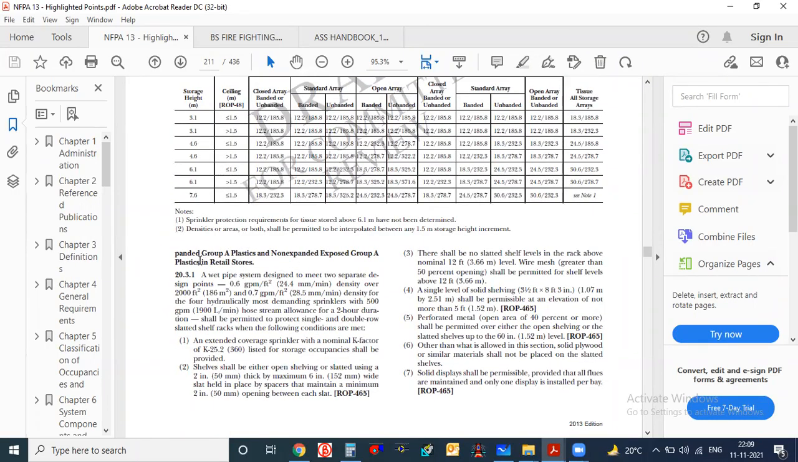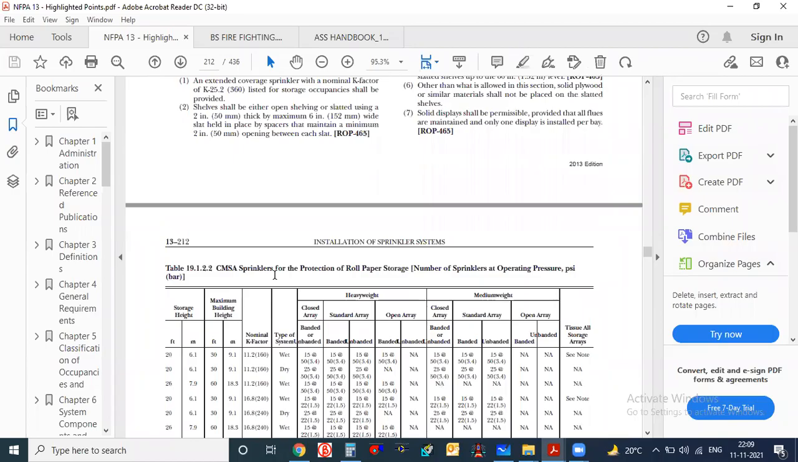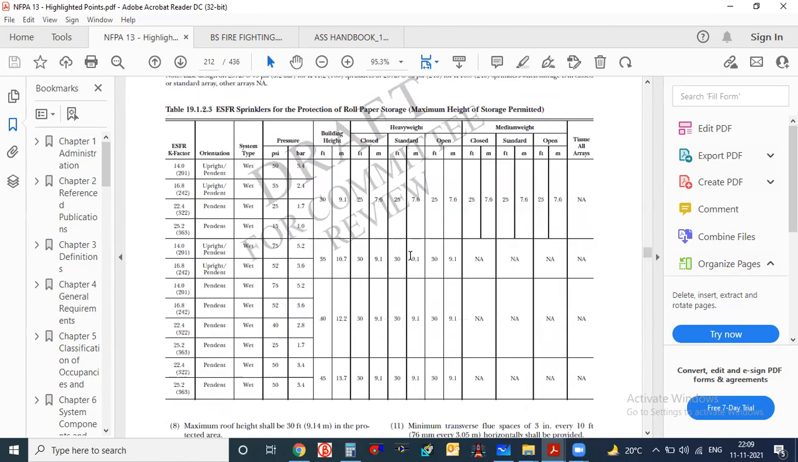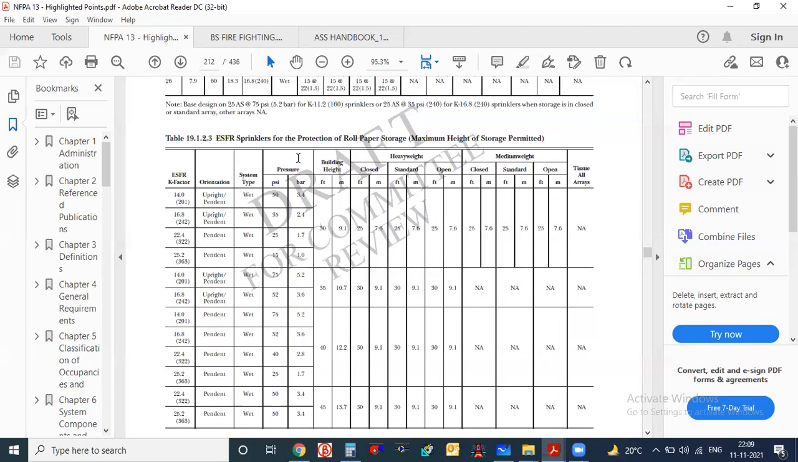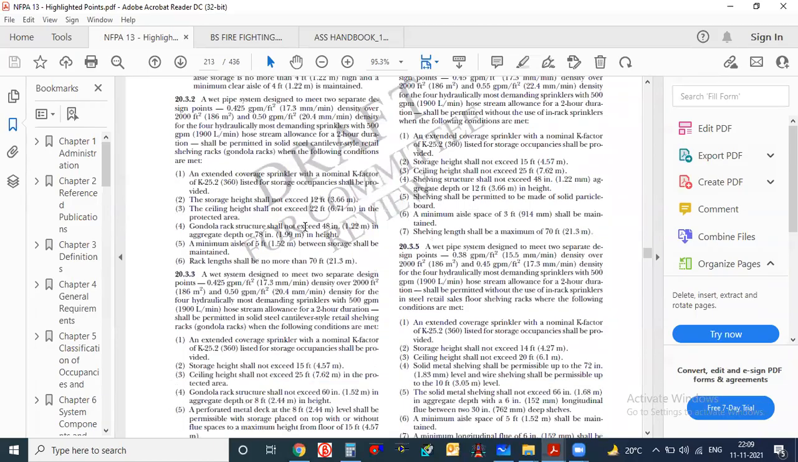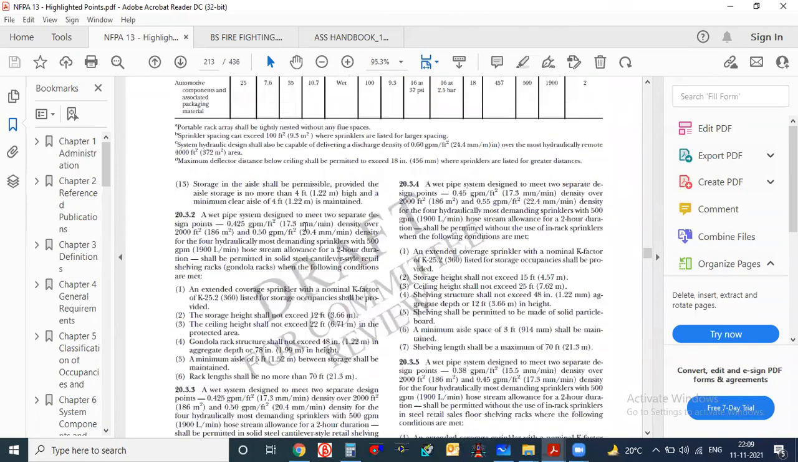Now they are writing something. Okay, here also CMSA sprinkler. Again, this is also very confusing. ESFR sprinkler, this is also a very confusing table. What things they have given, I cannot understand. Here some clauses are written. I think this point is also very well taken.